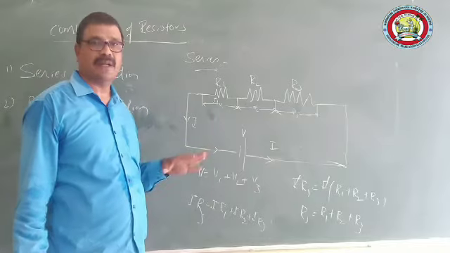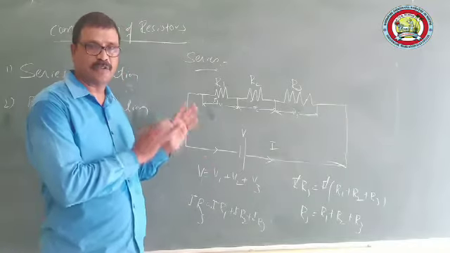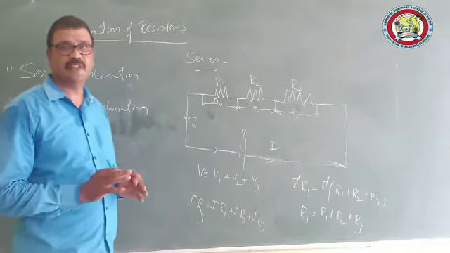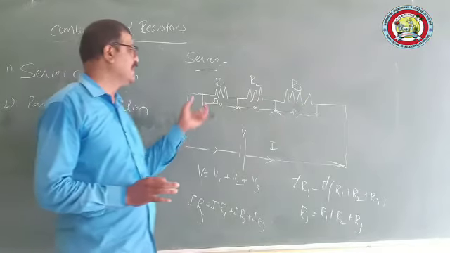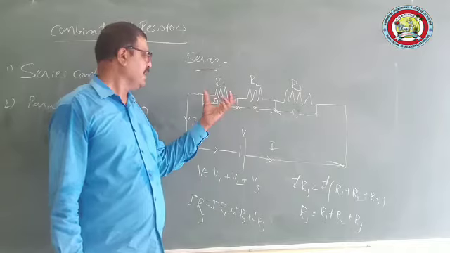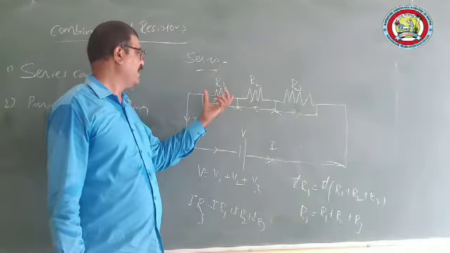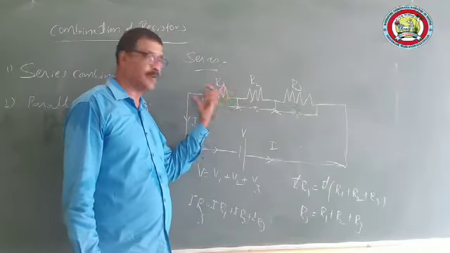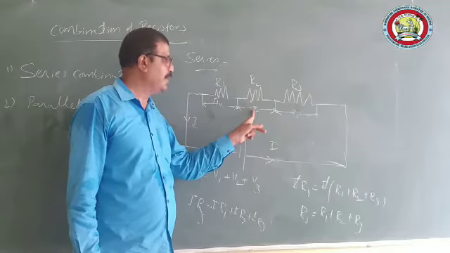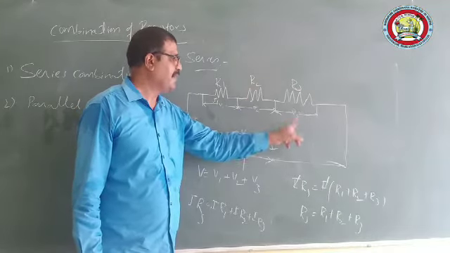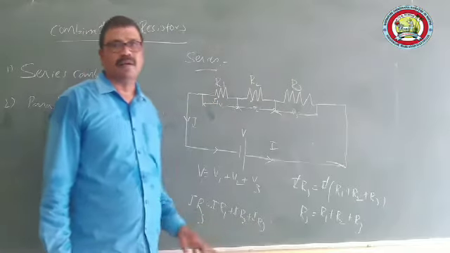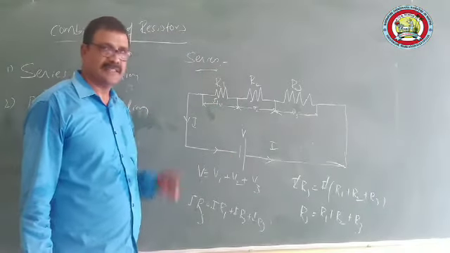Now next I will go to the parallel combination. I hope you understood the series combination. So what is a series combination? Once again I will explain this one. In a series combination, the resistors are connected end to end, where R1 will have a potential difference of V1, R2 will have a potential difference of V2, and R3 will have a potential difference of V3, and current I will be flowing through the circuit.